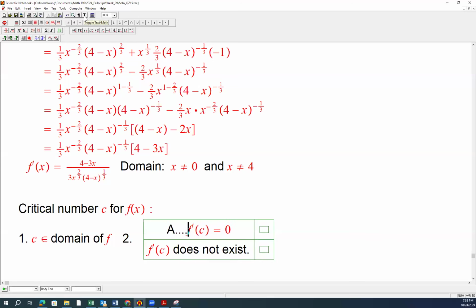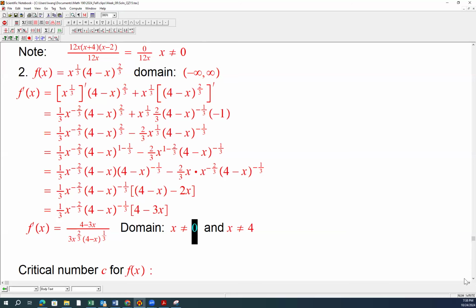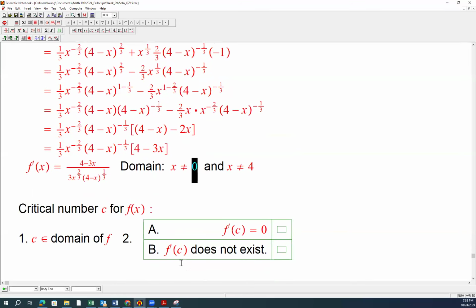One category here. And the second category would be where the derivative is not defined there. Okay, so 0 is such a number, right? It's in the domain of the function, but it's a point where the derivative is not defined. 4 is the same thing. So these are the two critical numbers we already found.